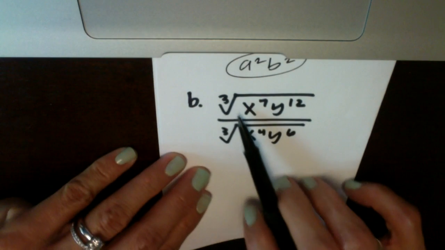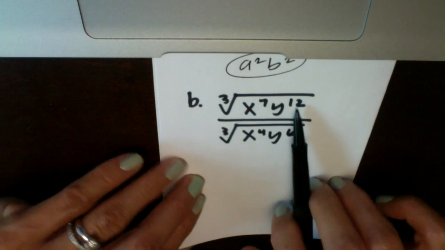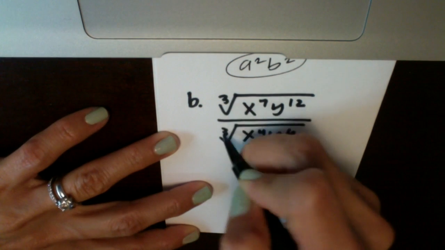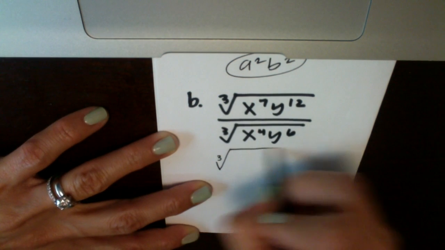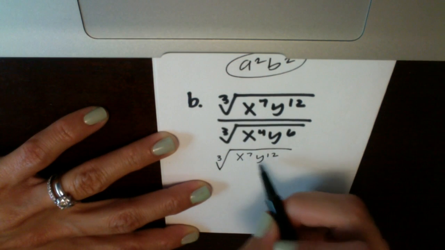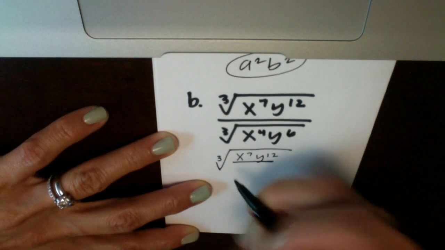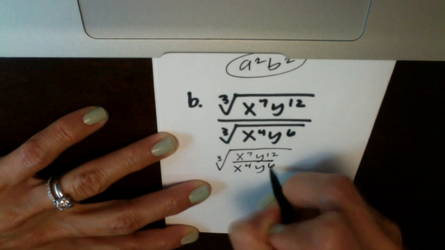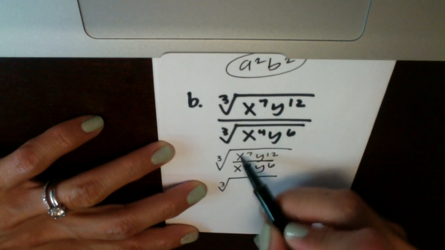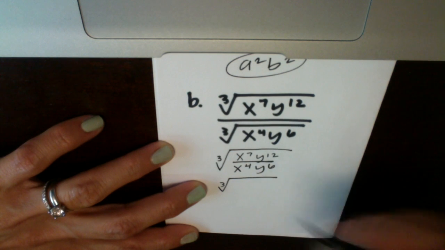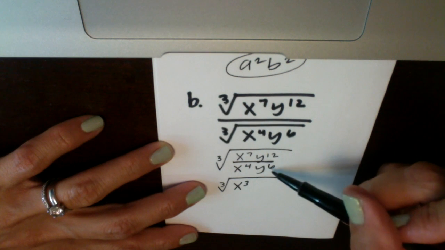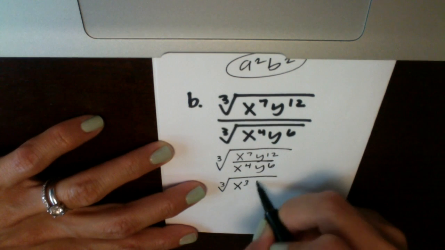You have cube root of x to the 7th y to the 12th divided by cube root of x to the 4th y to the 6th. Because it's both cube roots, we're going to write it as one big fraction. So it's x to the 7th y to the 12th over x to the 4th y to the 6th. So we can reduce this fraction. The x's, same thing. 7 minus 4 is 3, there's more on top, so we'd write x to the 3rd on top. 12 minus 6 is 6, and there's more on top, so it's going to be y to the 6th.